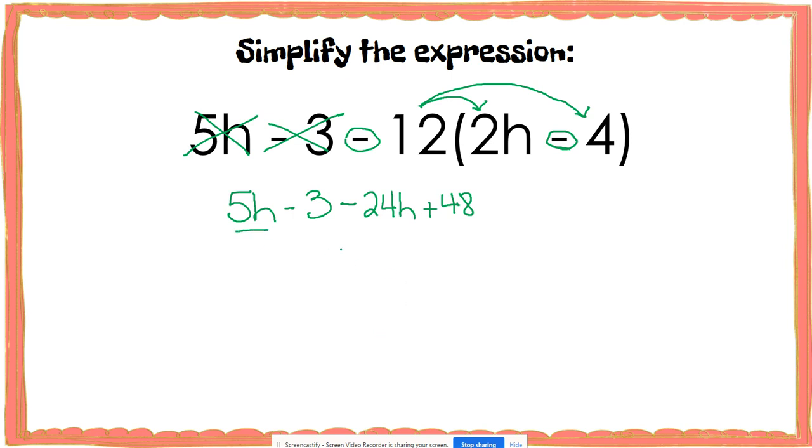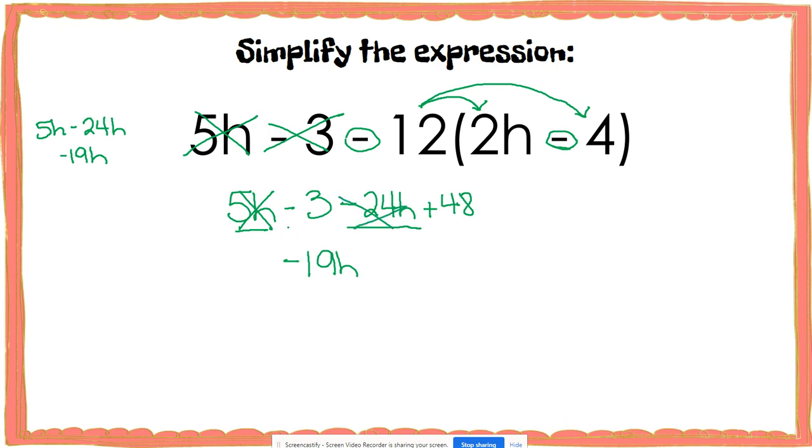My first term is 5h, and I see that it can be combined with negative 24h. So I'm going to do 5h minus 24h. And when I solve 5h minus 24h, I get negative 19h. So I'm going to write negative 19h, and then I'm going to get rid of these because I've combined them.